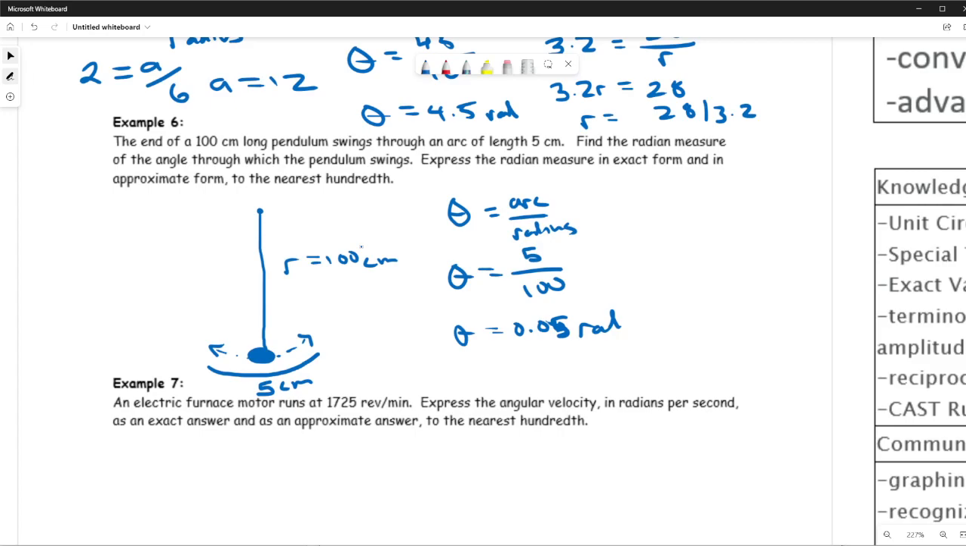What is it saying with exact form and approximate form? I don't know. This is both exact and approximate, right? We didn't have to do anything. We didn't round anything. We didn't need pi or anything like that, right? So the end of a 100 centimeter long pendulum swings through an arc length of 5. The arc is 5. The radius is 100. We simply do the arc divided by the radius, and that gives you the angle.